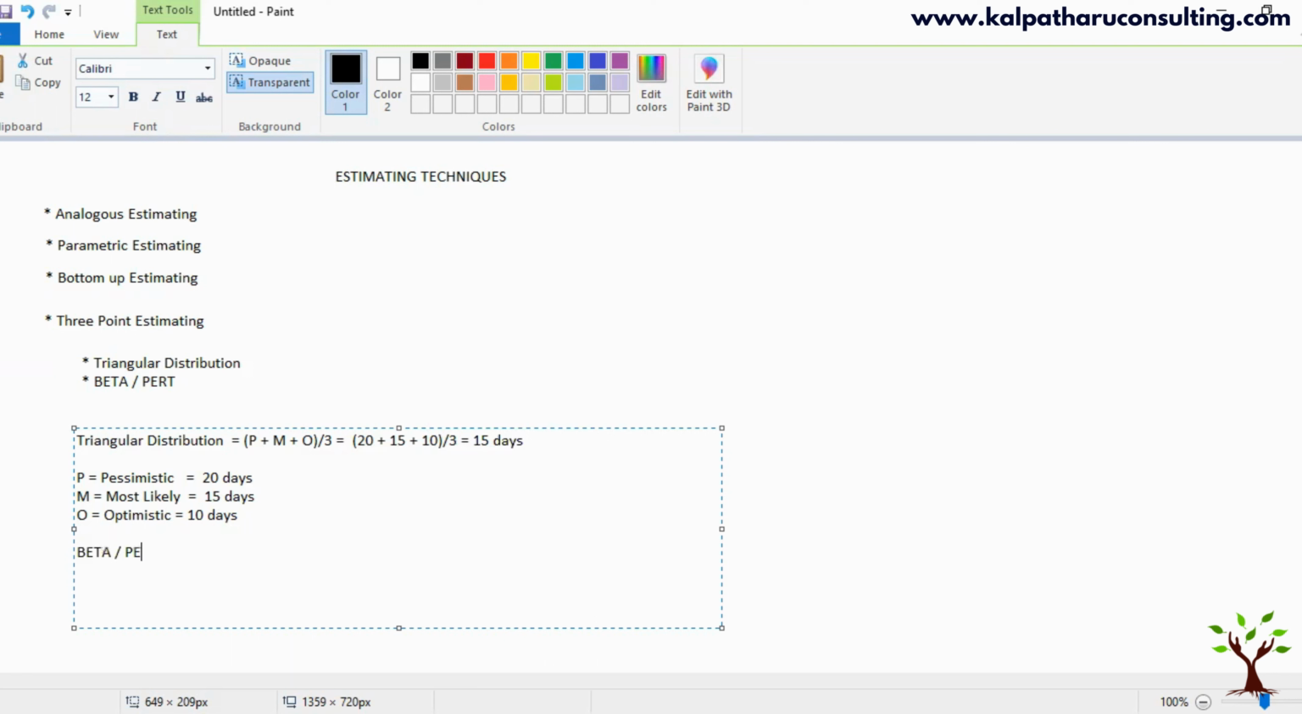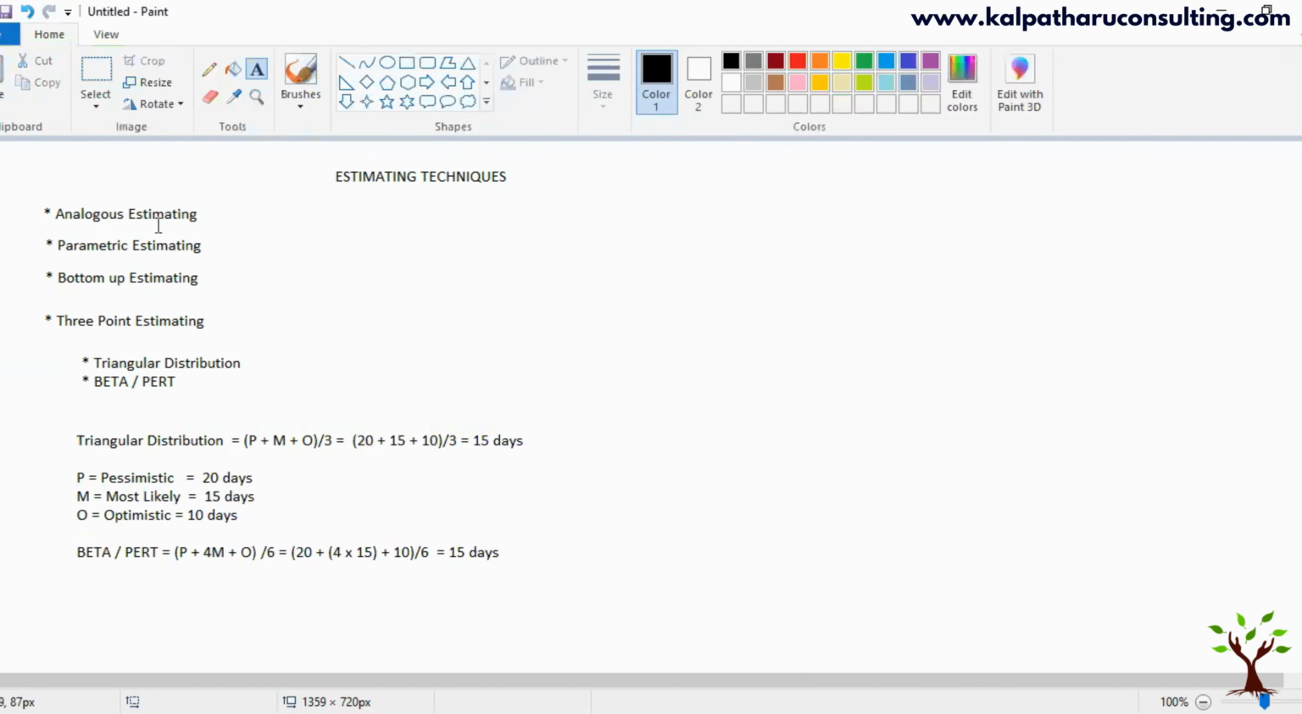And then beta or PERT. Here you are going to use the weighted average method, (P plus 4M plus O) divided by 6. It's an average. So here it is going to be 20 plus 4 into 15 plus optimistic 10, the whole divided by 6. If you calculate, you will get 15 days. In this case, both are the same. But in beta or PERT, generally there will be a decimal difference compared to the triangular distribution. Yet another understanding is that beta or PERT would be more accurate compared to triangular distribution, as we are using a weighted average method.